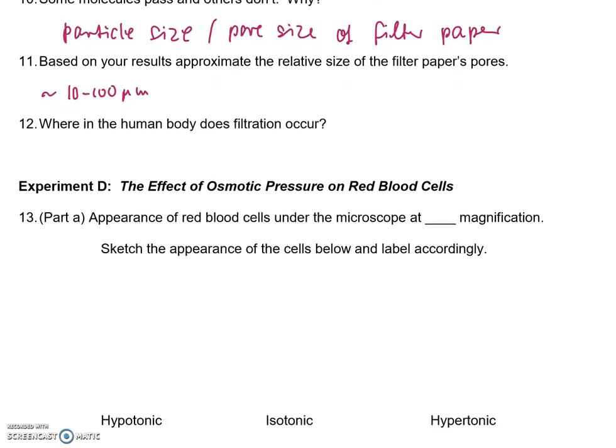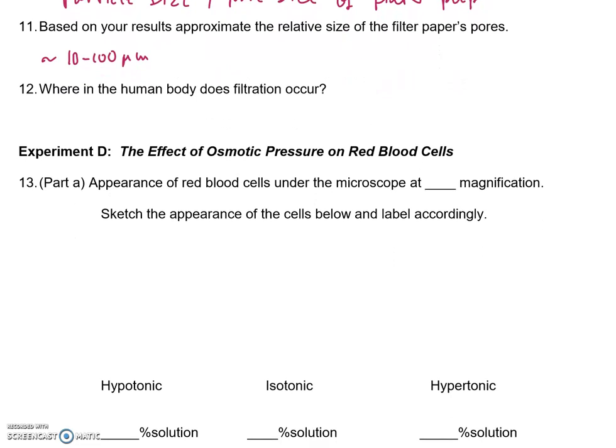On 12, where in the human body does filtration occur? So the obvious place would be the kidneys. There are other places as well: the liver, the spleen, all your lymph nodes. The cerebrospinal fluid is all the time filtered. So there are various places where filtration occurs.